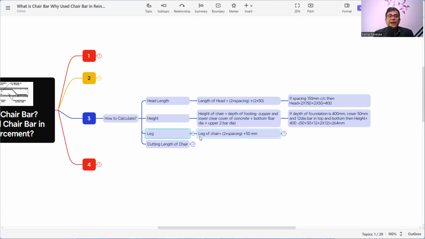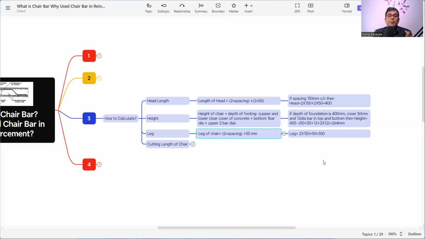The next is leg. Leg of chair is the same thing, 2 into spacing plus 50. Here it is 2 into spacing plus 50 mm. So spacing is my 150 mm center. So it is 2 into 150 plus 50, that is 350. So these are the three lengths: head length, height, and leg. So I got 400, 264, and 350.